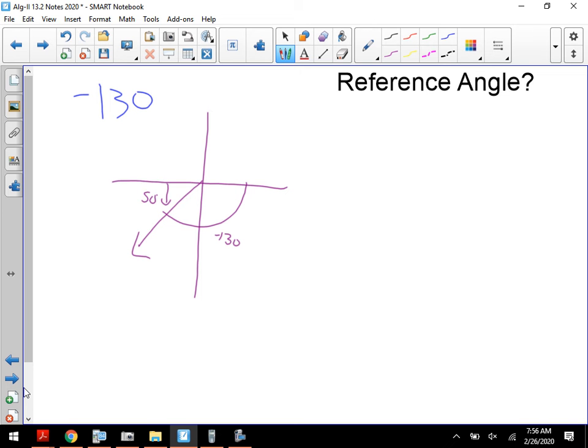What's that? Always. The reference angle is always off of the x-axis. That's why I'm starting it now, so that we keep practicing, so that when you accidentally do it off the y-axis, you'll learn before it's actually really, really important.